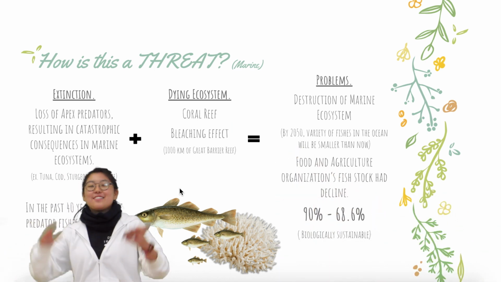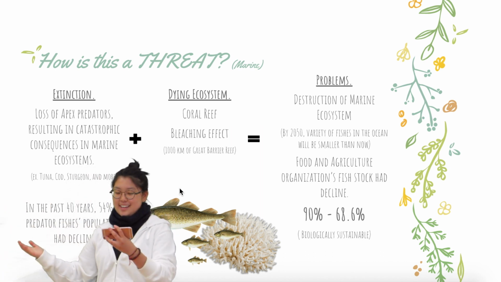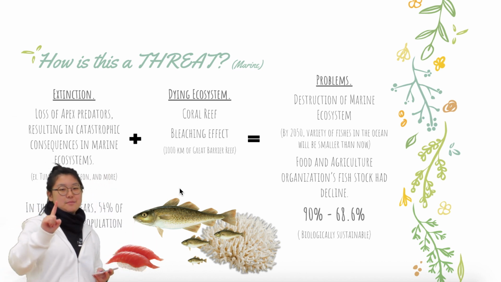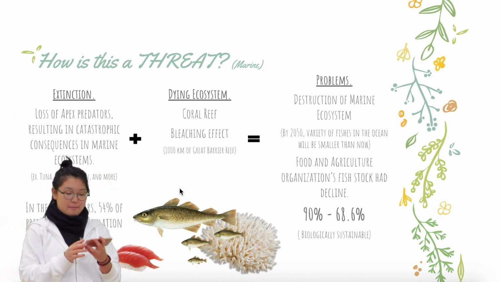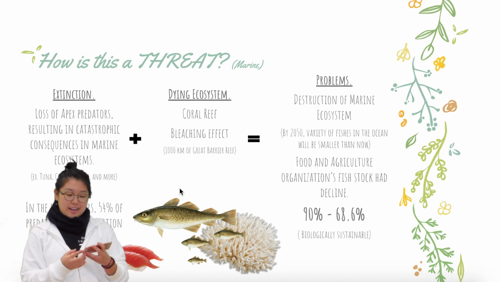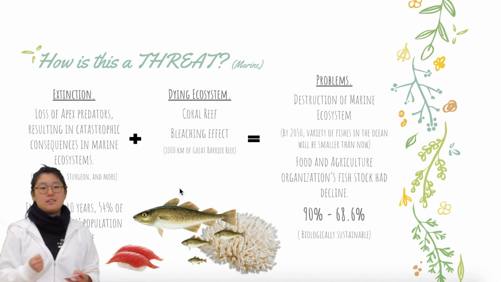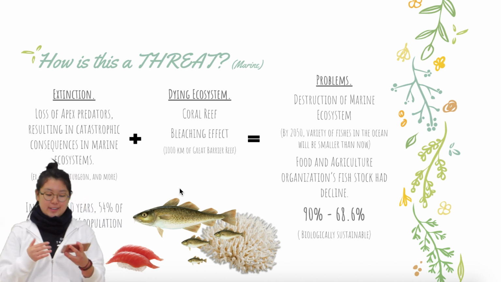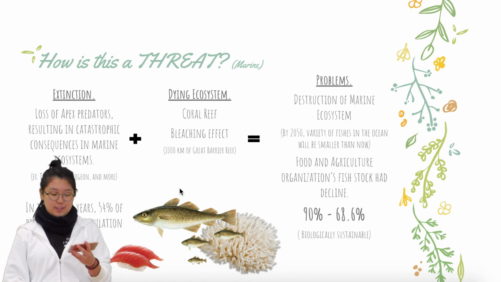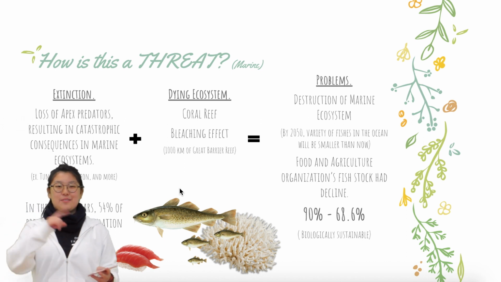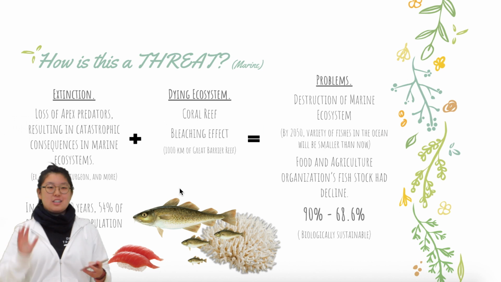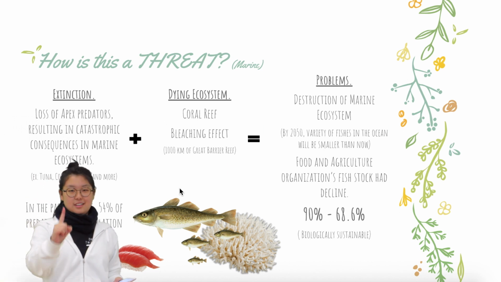The conclusion of all of these problems is the destruction of marine ecosystems, which researchers have pronounced means that by the 2050s, the variety of fishes in the ocean will be smaller than now. Also, the Food and Agriculture Organization has concluded that fish stock has declined from 19% to 68.6%, which is biologically sustainable in our life.